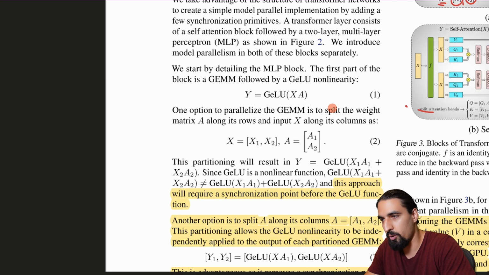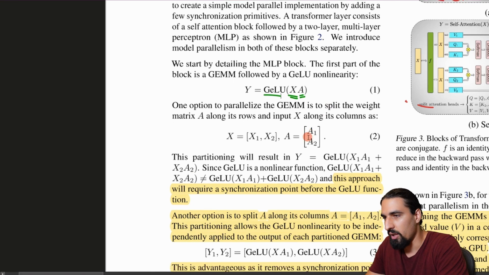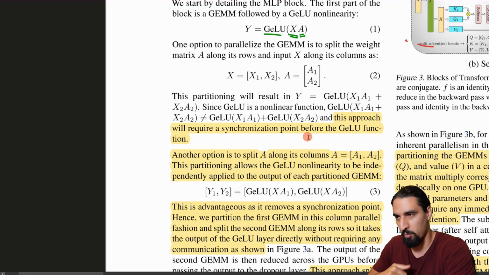You do this: this is your input data X. This is your weight matrix A. And this is the activation unit value in this particular case. So there are multiple ways we can split. We saw the column-wise and row-wise. Let's see the advantages and disadvantages of both.